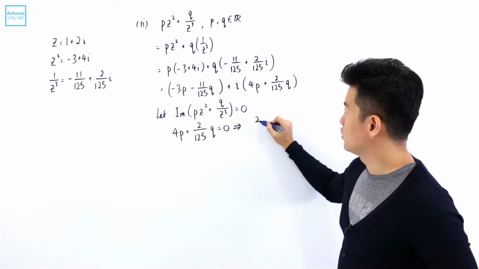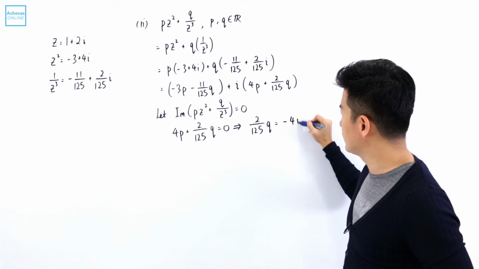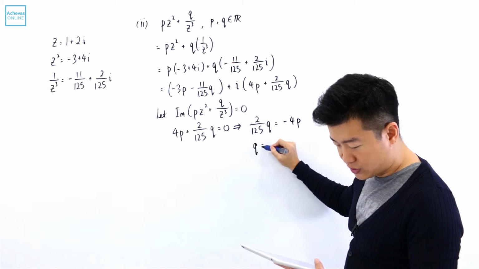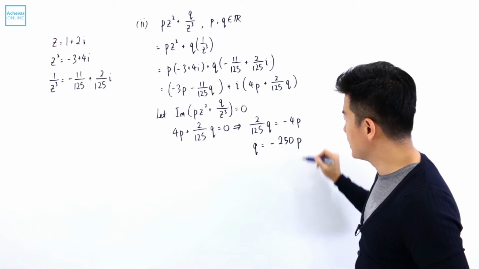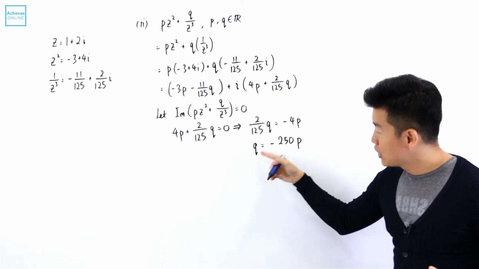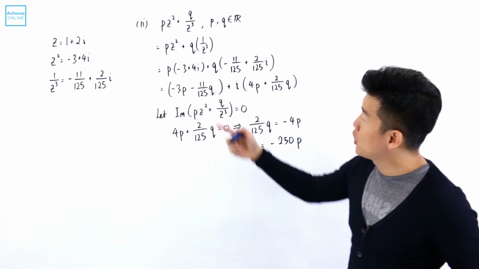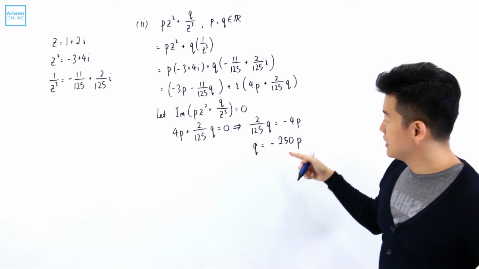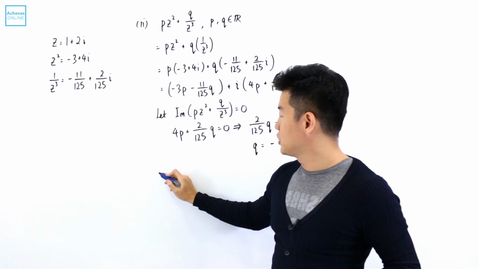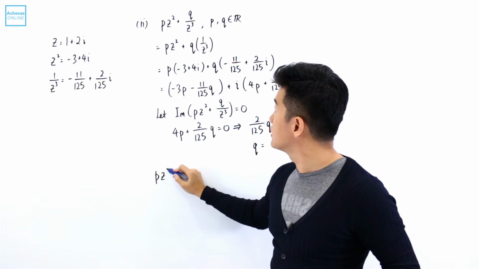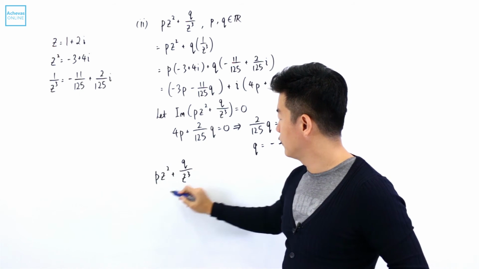This means that 2 over 125q is going to be minus 4p. So q is going to be equal to negative 250p. Now I've expressed q in terms of p, and what I need to do next is to find the value of this, which means I'm going to sub this back into what I have there, which means pz squared plus q over z to the power of 3.